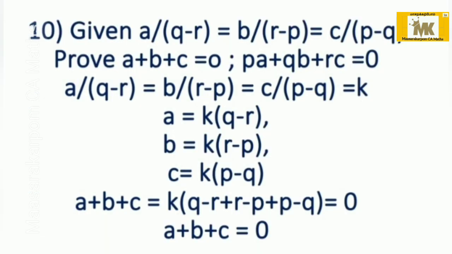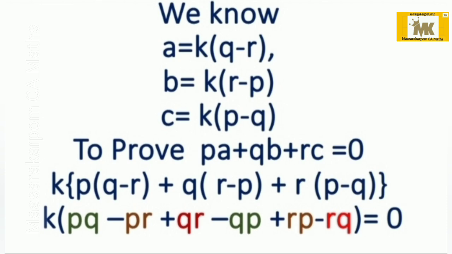The same idea, each ratio is equal to k, add, a plus b plus c is equal to 0. To prove pa plus qb plus rc is equal to 0, substitute for a, b and c. Everything will get cancelled and you will get 0. That's all.